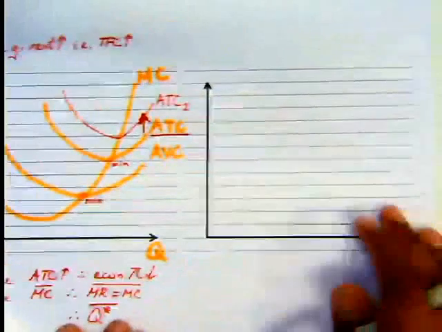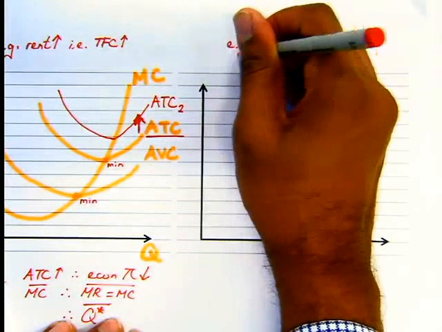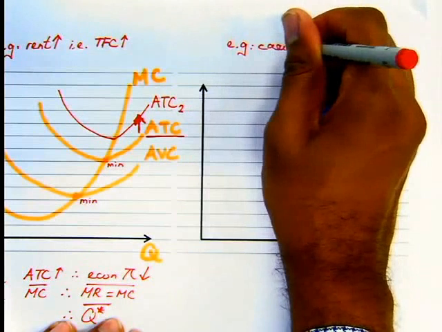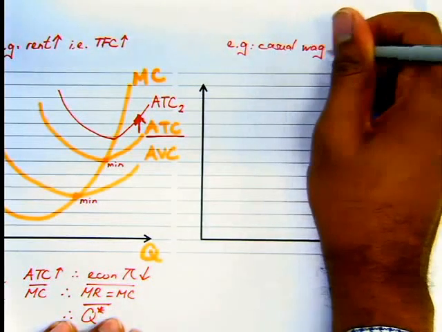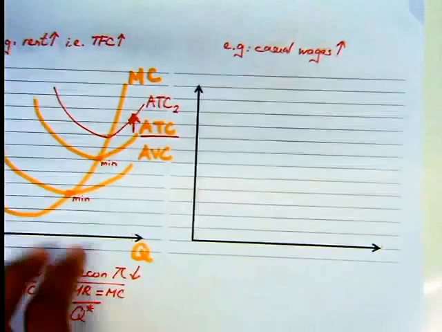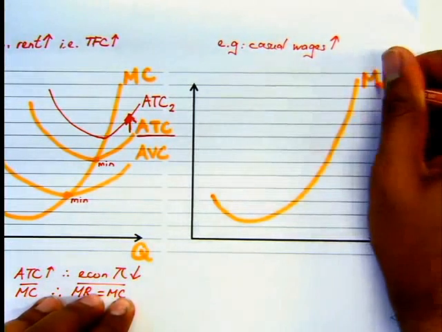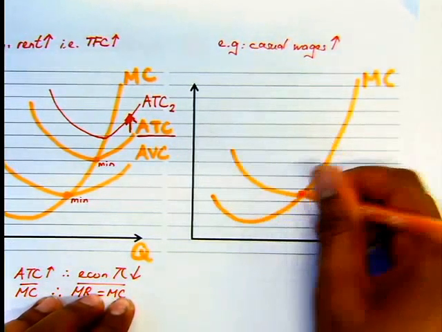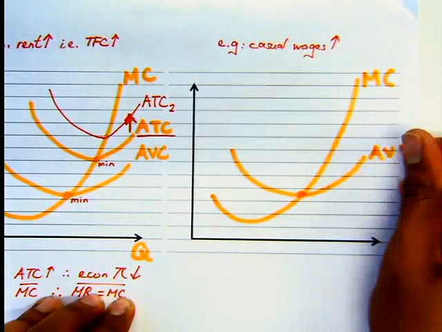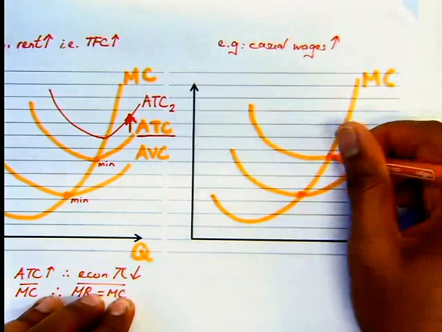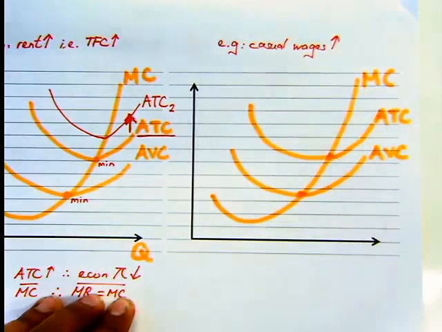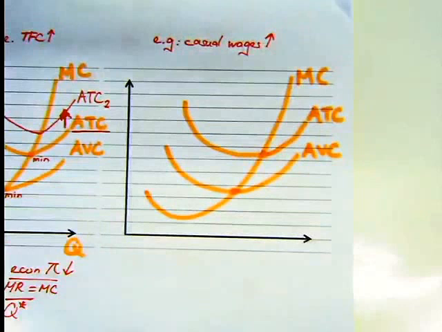Now that's different to an increase in something like casual wages. What if casual wages increased? You've got marginal cost, you've got average variable cost, you've got average total cost. Same minimum rules apply.